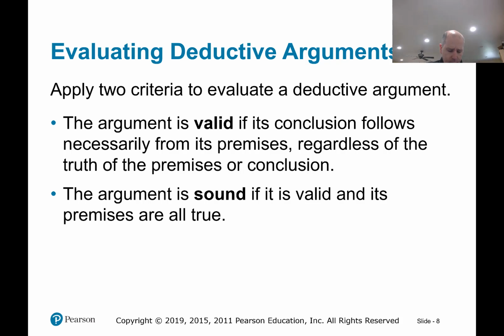Now, an argument is sound if the premises are indeed true and it is a valid argument. So sound goes one step further than valid. Valid means if the premises are true, then the conclusion must be true. A sound argument is an argument that is valid and the premises are in fact true. So sound is a much better argument. It's the best argument because it's non-refutable. A valid argument can be valid but unsound.